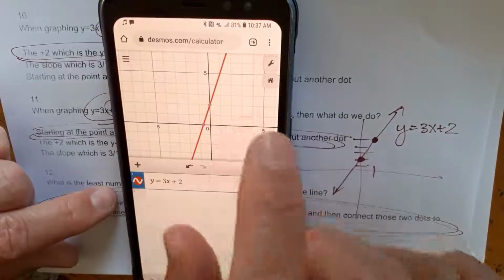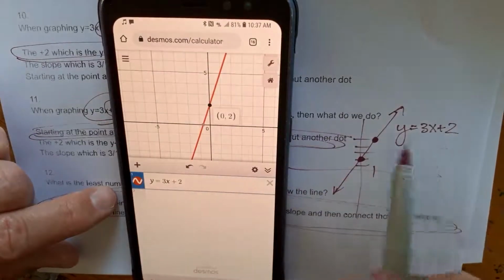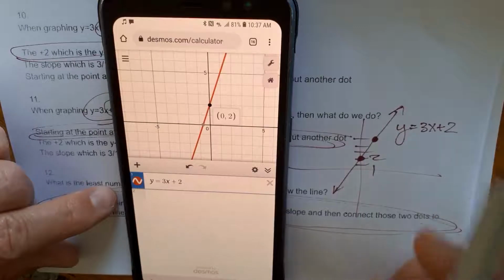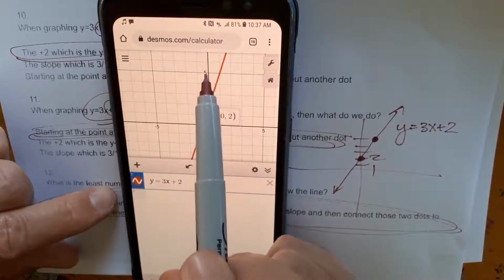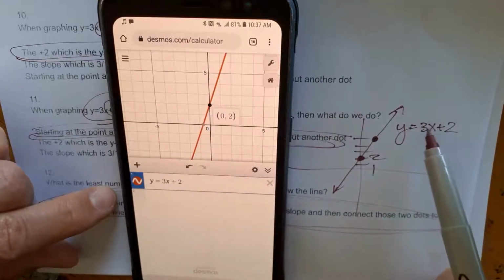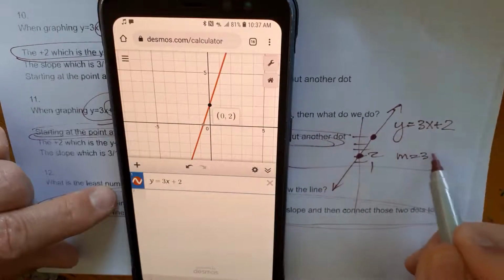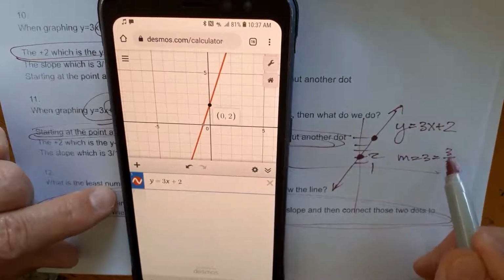Notice where it's crossing the y-axis. We're going to click on this at 0, 2. So sure enough, this is at 2 right here. Right? That is the y-intercept. And then notice the slope. 1, 2, 3, up over 1. Rise over run, up 3 over 1. M equal to 3 is equal to 3 over 1, which is equal to rise 3, run 1.